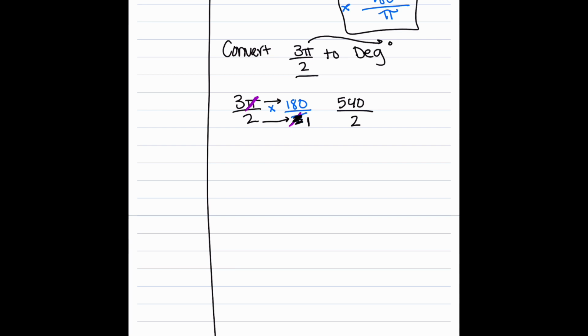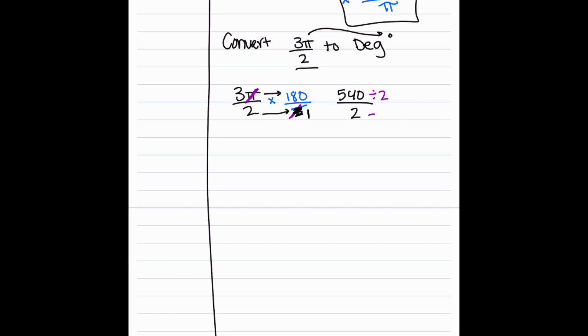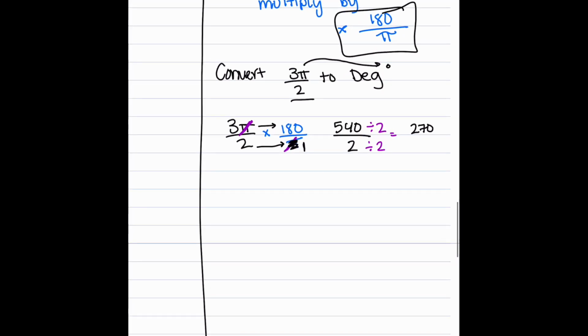And then from here, same thing, you can reduce. So you'll say, okay, I can divide both of these by 2 because they're both even. 540 divided by 2 is 270. And I am doing all this in a calculator, so feel free to use a calculator. And 2 divided by 2 is 1. And then we can just drop that invisible 1 denominator and say that it's 270. So converting 3 pi over 2 to a degree, it is 270 degrees.